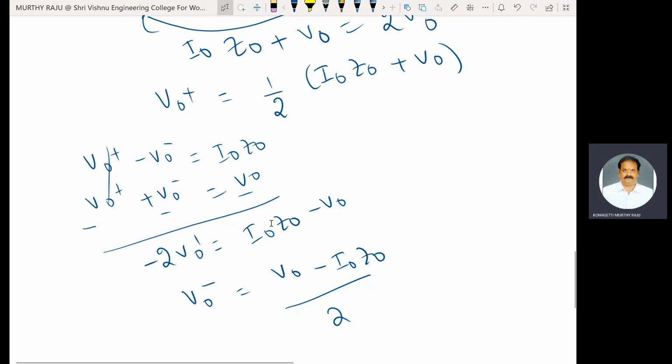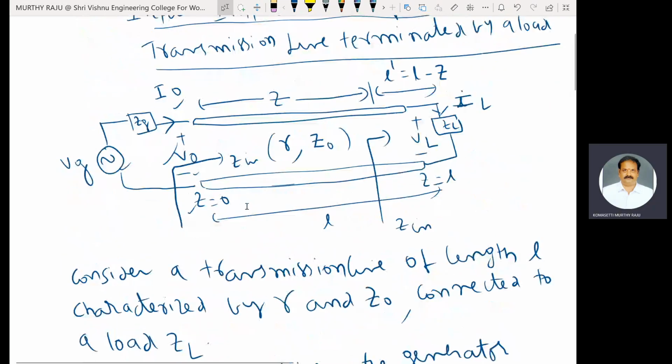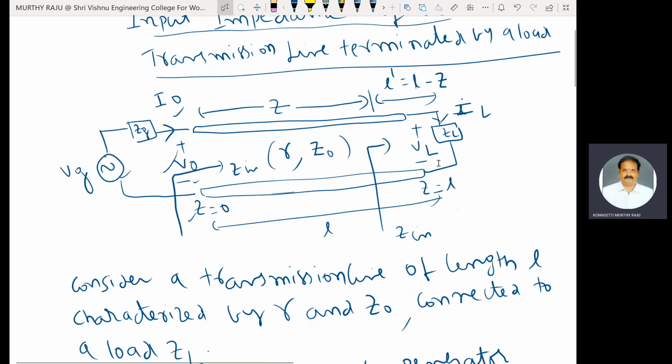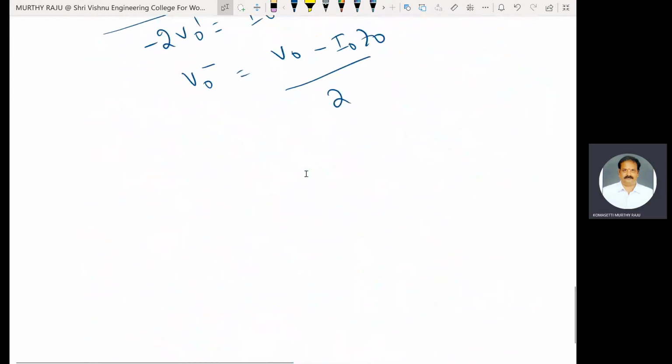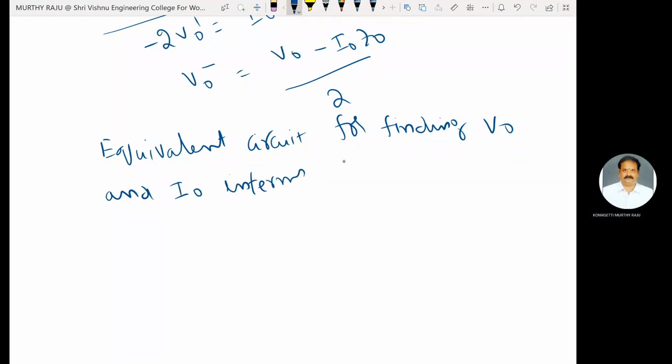Equivalent circuit for finding V0 and I0 in terms of Zin, the input impedance. This is the total circuit. This equivalent circuit consists of VG, ZG, and here V0. The load impedance ZL is Zin. Here Zin is the input impedance of the transmission line. Consider the equivalent circuit for finding V0 and I0 in terms of Zin at the input.